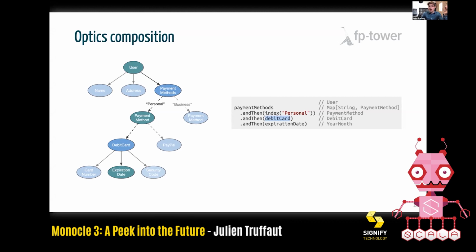So we use a debit card optic to say that we want our payment method to be a debit card. And finally, we use the expiration date optic to say we want to go into the expiration date field. And as you can see, I drew these two arrows with a dot because potentially it can fail. There might not be a personal account, a personal debit card, or the payment method that we have may not be a debit card.